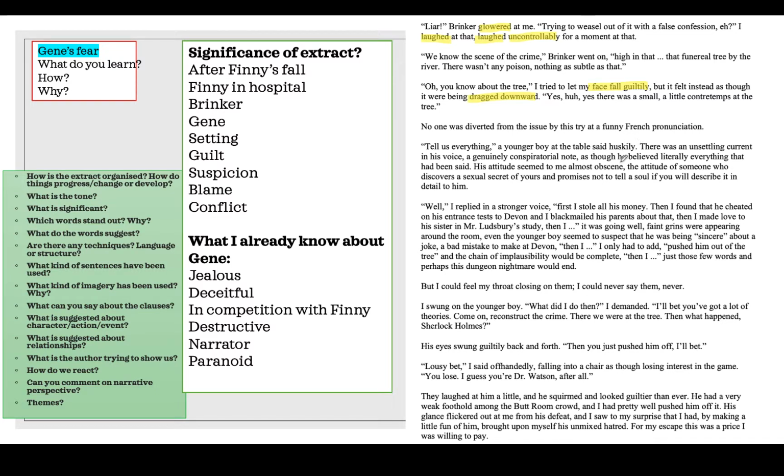So now we can maybe talk about the reactions of others and the relationships. "There was an unsettling current in his voice." So why do we have this imagery here? Why is there an unsettling current? Can we link this to Gene's fear?